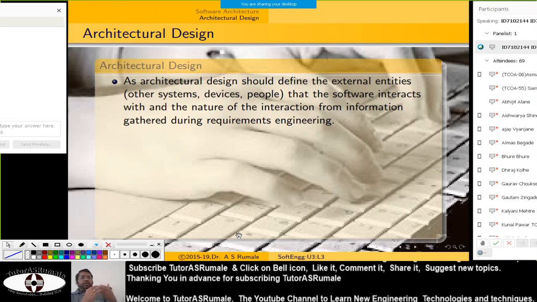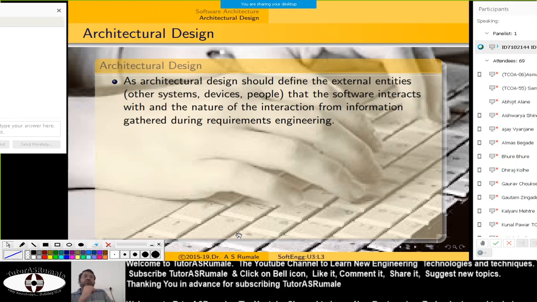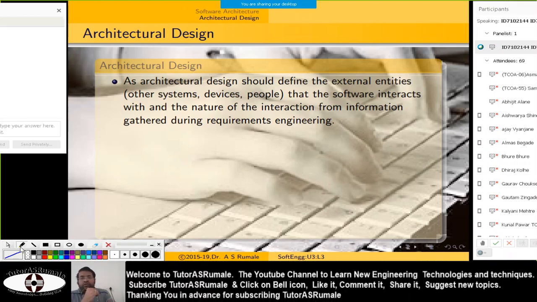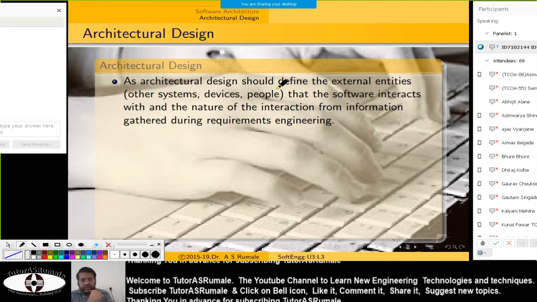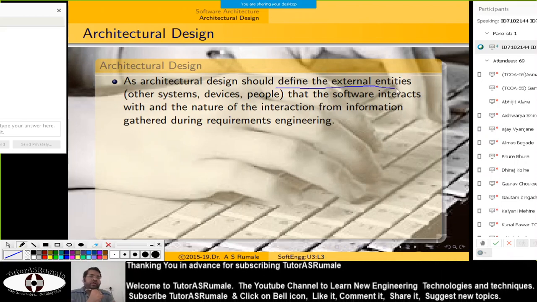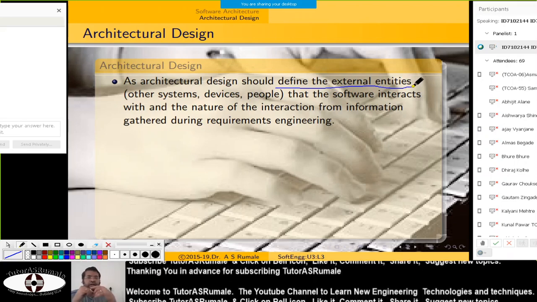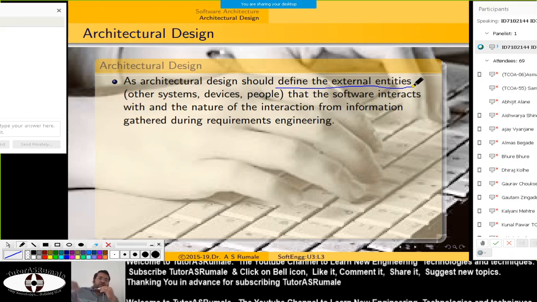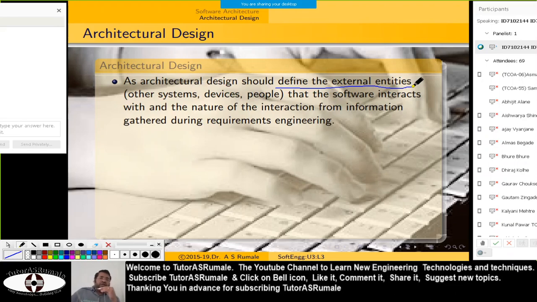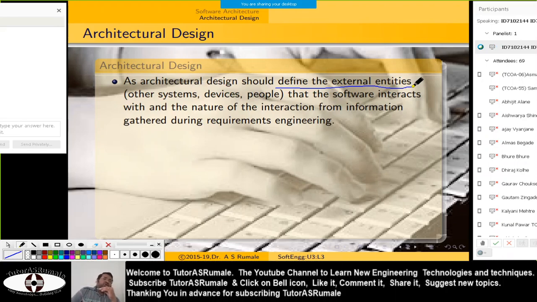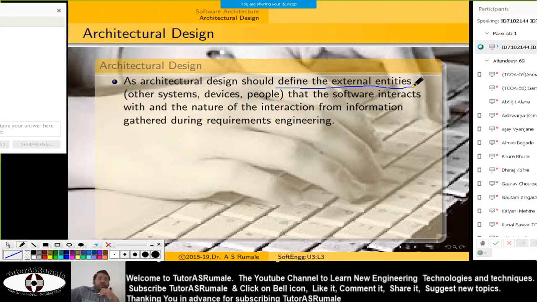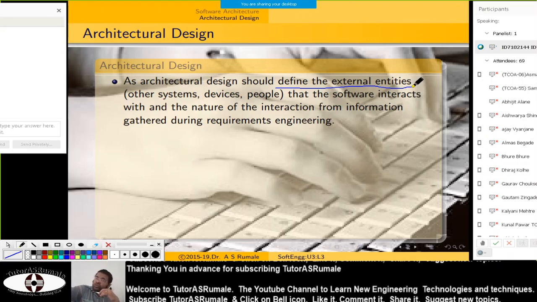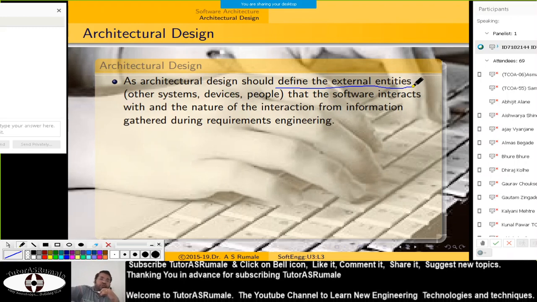So we have the architectural design. When you say architectural design, what should the architectural design have to do? First, define the external entities. Whenever you have an architecture, it is used by some human being, or some external entities, devices or systems. Who are the users of that system, or who is going to interact with the system? Whatever the external entities are, they must be defined.